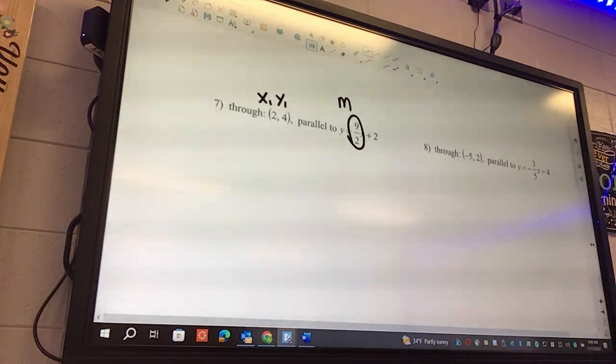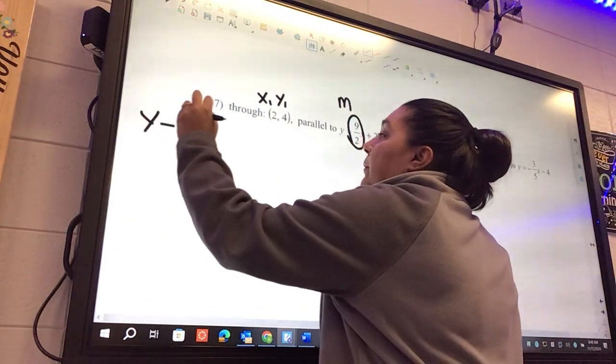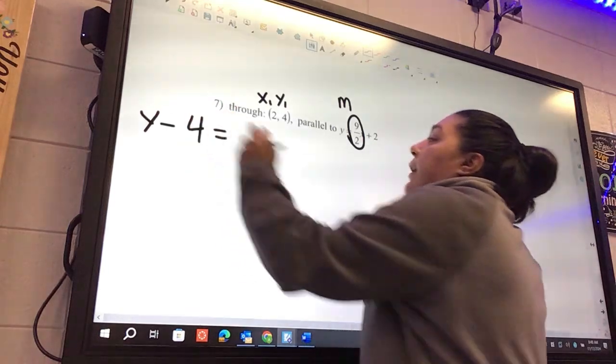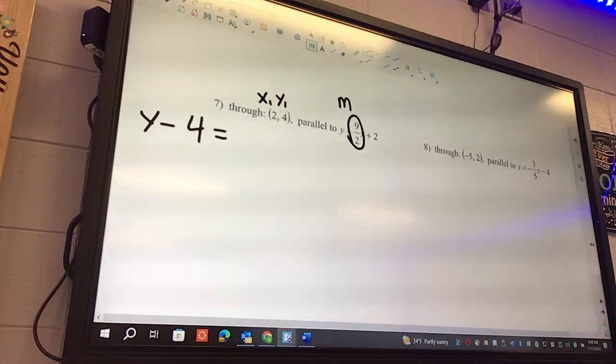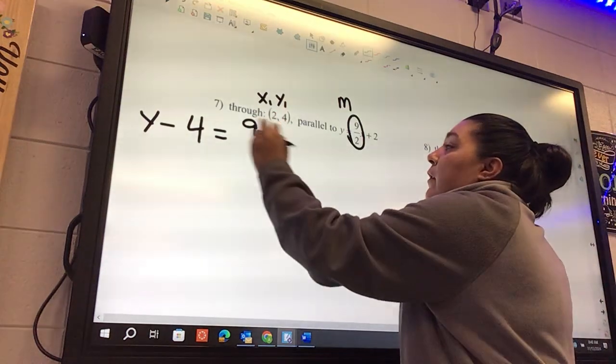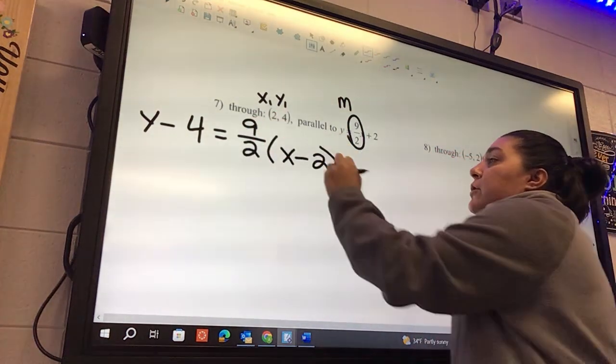Okay, and if you're not on the one I am, please get on it because it's a fraction, so things are gonna start getting a little bit complicated. Okay, so we're gonna say y minus y1, which is 4, equals, what is my m? 9 over 2. Am I gonna leave it the same or does it need changed? Leave it the same because it's parallel. So we're gonna say 9 over 2, parenthesis, x minus my x1, which is 2.